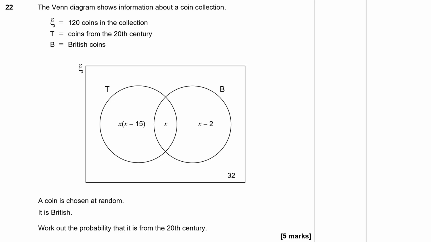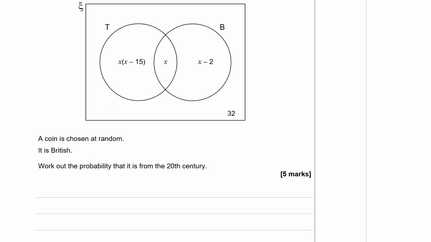Okay, and we're told that a coin is chosen at random, it is British. Work out the probability that it's from the 20th century. Now before we do that, I think we need to evaluate all these different parts of the diagram. We know the overall number in the universal set is 120, so we can form an equation in x and solve it first in order to work out what the actual numbers are in each of the sections of the Venn diagram. So let's do that first.